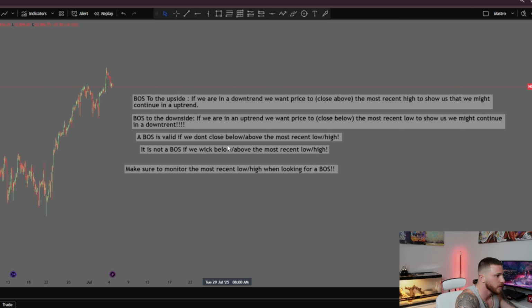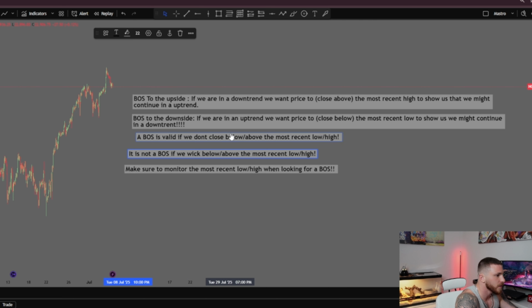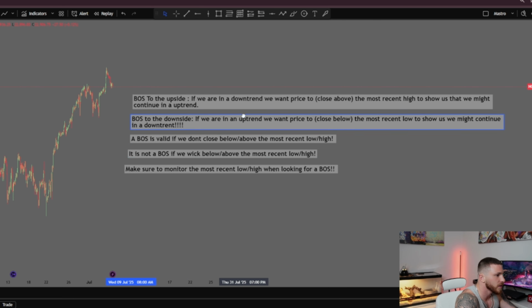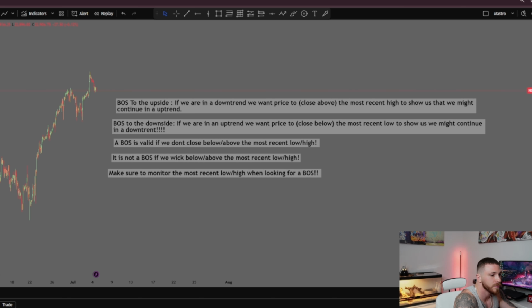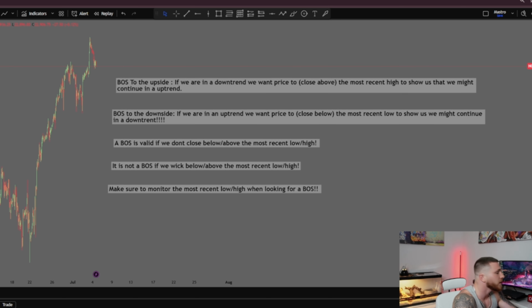Look, one, put that right there. We'll make these all even for you guys so you can write these down, screenshot them, whatever you want to do. This is information. Make sure to monitor the most recent low slash highs when looking for a break of structure.